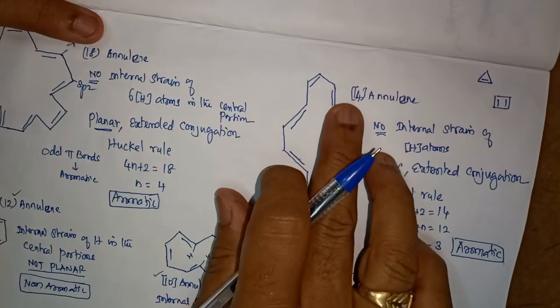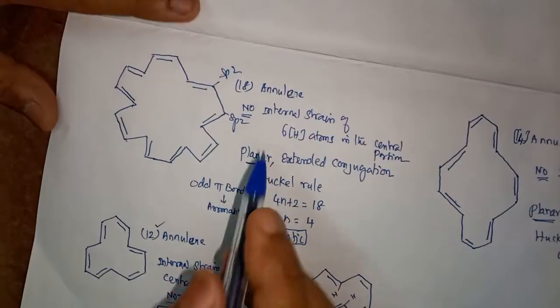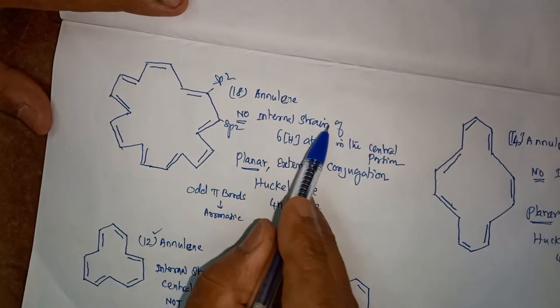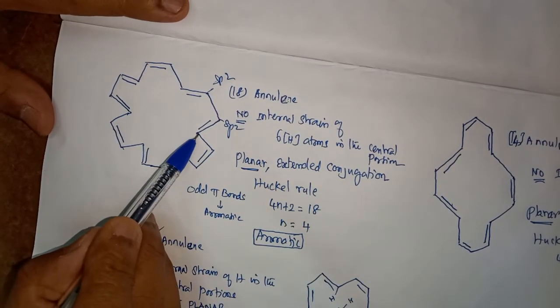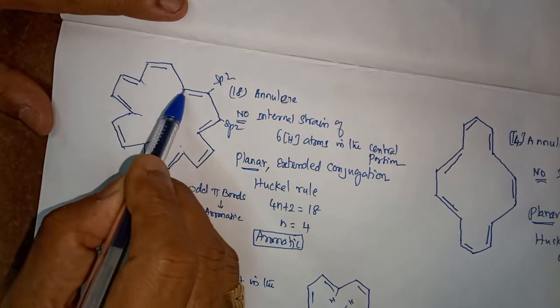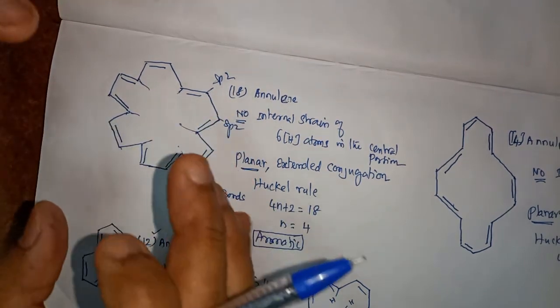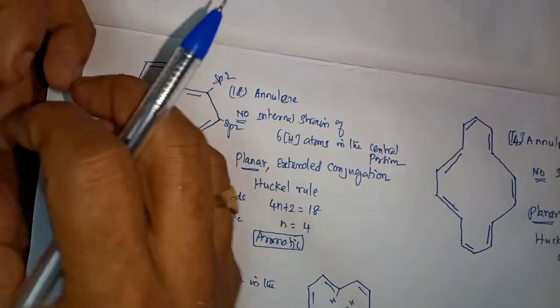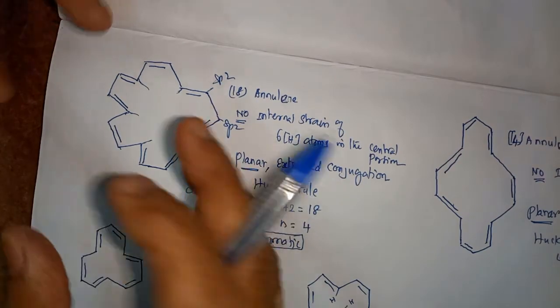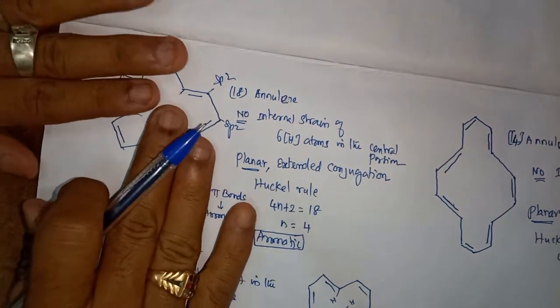When you come to the 14-carbon annulene, here also there is no internal strain of hydrogen atoms. Here one hydrogen, here one hydrogen, here one hydrogen. Although hydrogen is present at the center portion, this molecule is spacious. If it is spacious, we don't get any strain or repulsion. So this compound is stable.